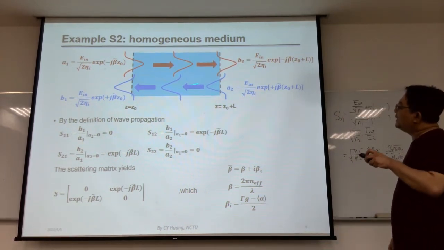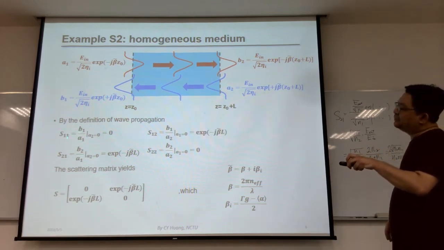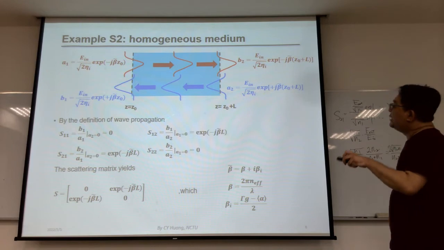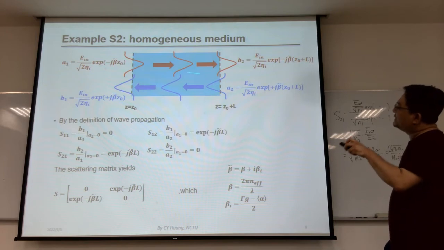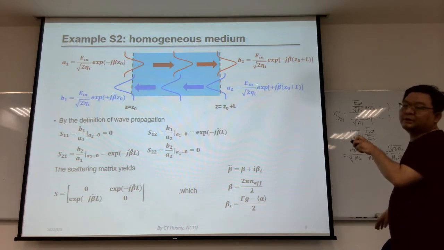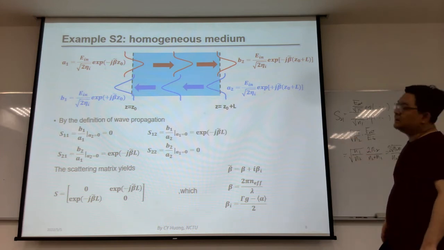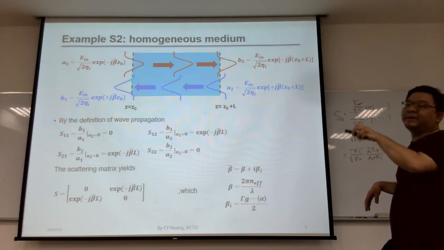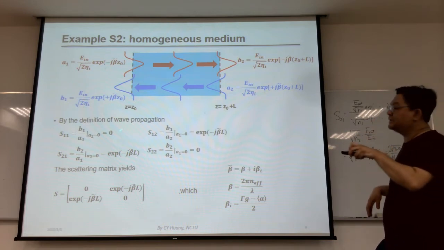So S11 is the case where there is no input from the right hand side. What's the ratio between B1 and A1? Because there is no input from the right hand side, it is just an imaginary interface. You should not have any reflection. So the result is 0.